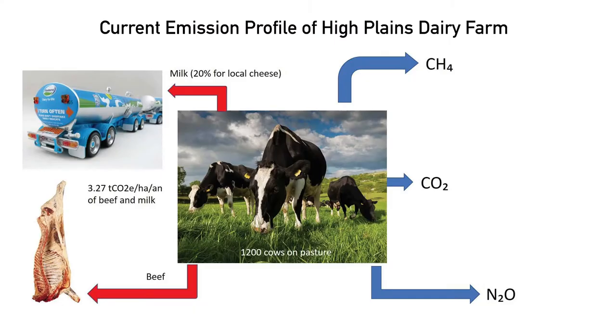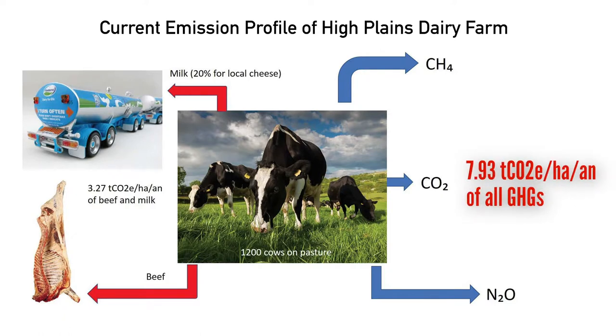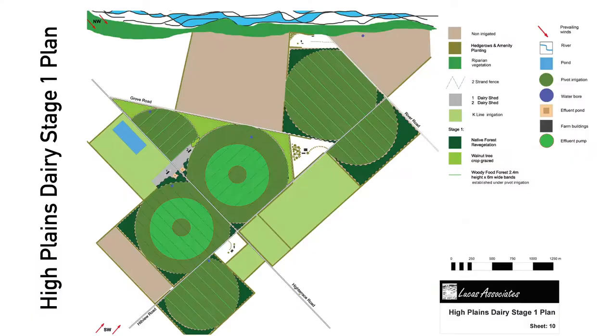What are the emissions in the current regime? This dairy farm, 700 hectares, supporting 1,200 cows. It's generating milk as well as some meat and some chooks. But it's also the methane, the carbon dioxide and the nitrous oxide. So there's the quantums of those.